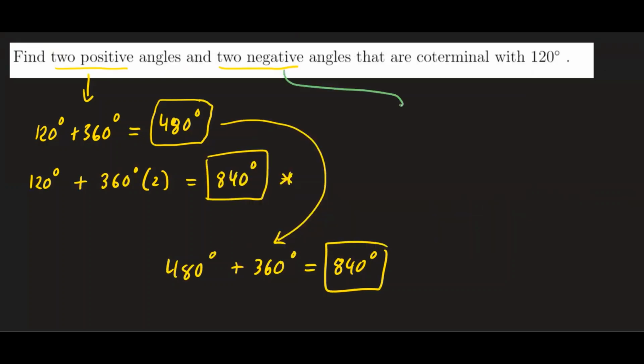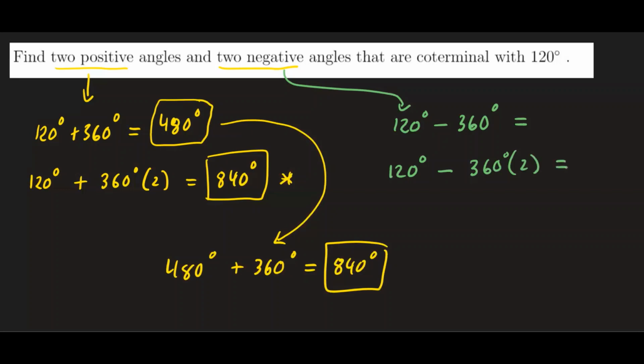For the two negative ones, we're going to subtract one cycle of 360, and then for the second one, we'll do two cycles of 360. So 120 minus 360, and then you can either take the result or take your initial angle and subtract two cycles of 360. That'll give you the second negative coterminal.